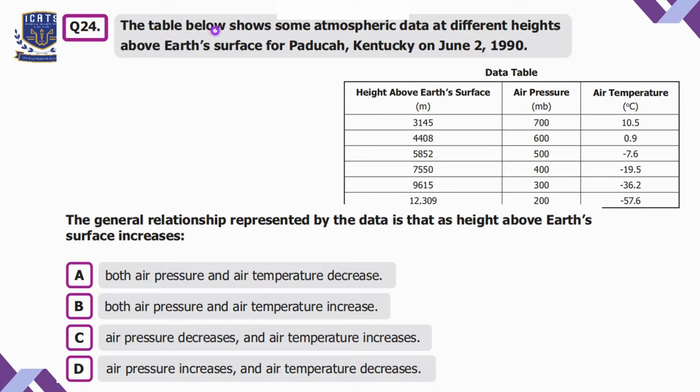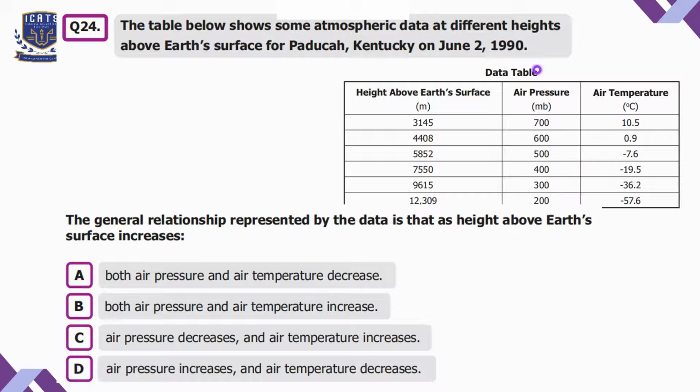Question number 24. The table below shows some atmospheric data at different heights above Earth's surface for Paducah, Kentucky on June 2, 1990. The general relationship represented by the data is that as height above Earth's surface increases, then option A, both air pressure and air temperature decrease. Option B, both air pressure and air temperature increase. Option C, air pressure decreases and air temperature increases. Option D, air pressure increases and air temperature decreases.